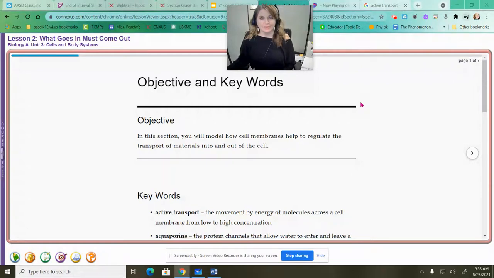Today we are going to be looking at the next unit, which is Unit 3. You've completed Unit 2 in Biology A, now you're moving on to Unit 3. This lesson is a little bit easier. We're going to be delving into the structure and function of the cell, and how the cells in your body work. The title of this lesson is "What Goes In Must Come Out." We're going to be looking at a specific part of your cell: the cell membrane.